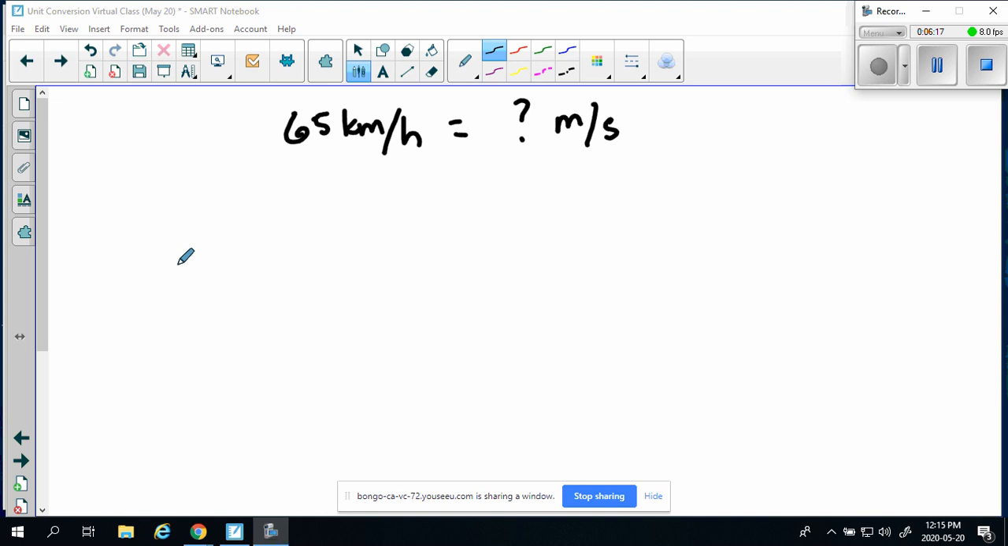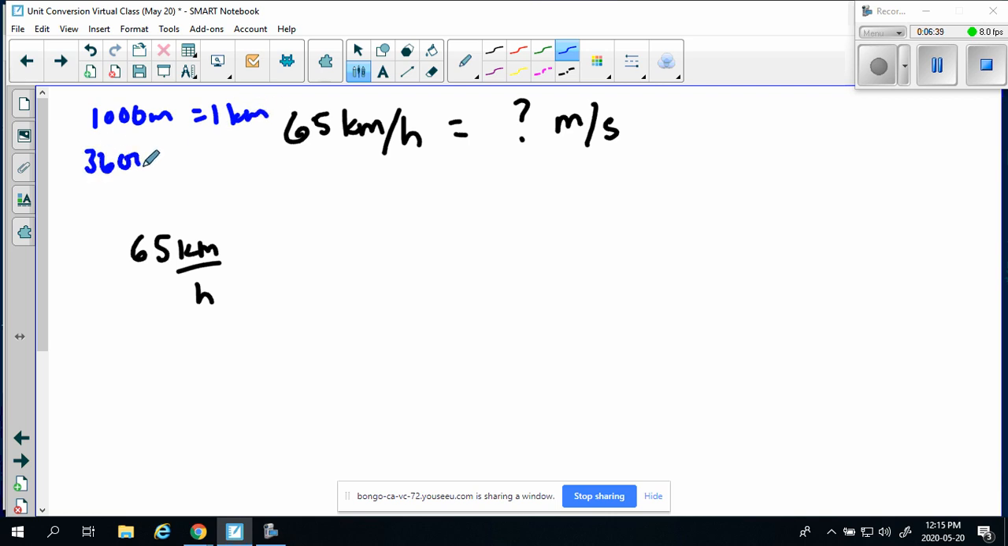So this is asking you to convert kilometers per hour into meters per second, which is a bit harder because there's 2 units you have to deal with. So here's 65 kilometers per hour, which is what we started with. We need a couple conversion factors. We need to know that there is 1,000 meters in 1 kilometer. You also need to know that there's 3,600 seconds in 1 hour. So those are the 2 conversion factors you're going to use. It doesn't matter which one you use first.